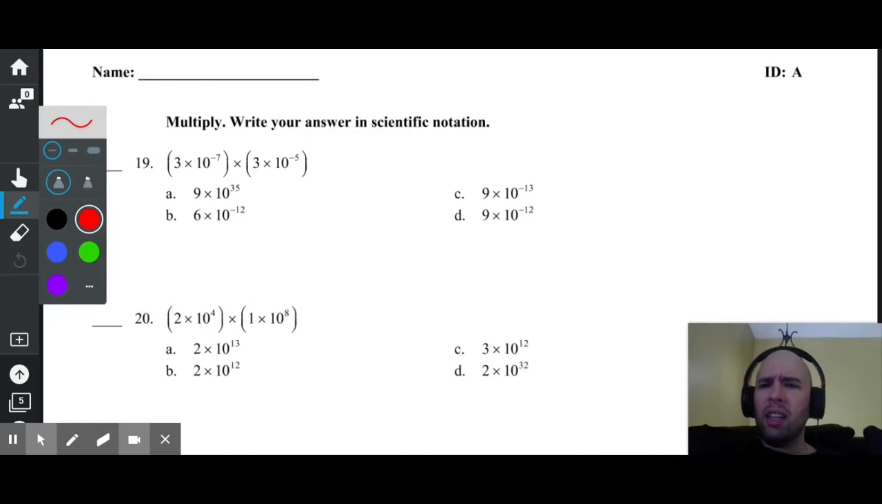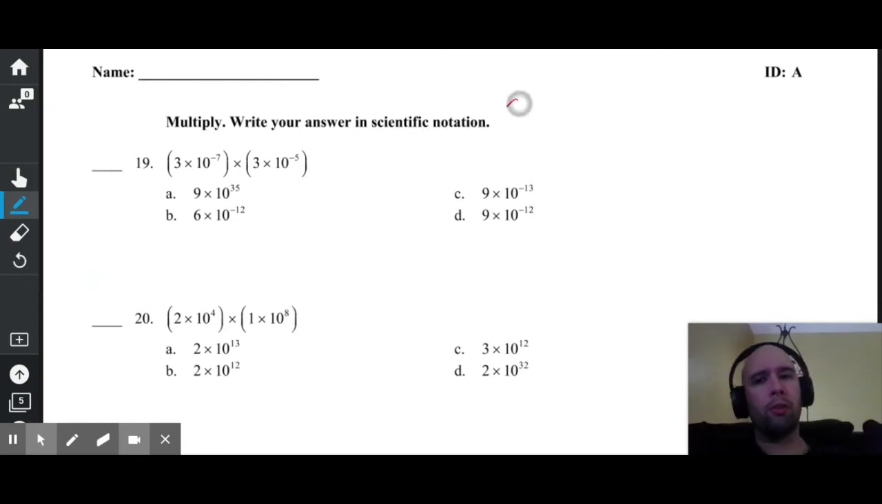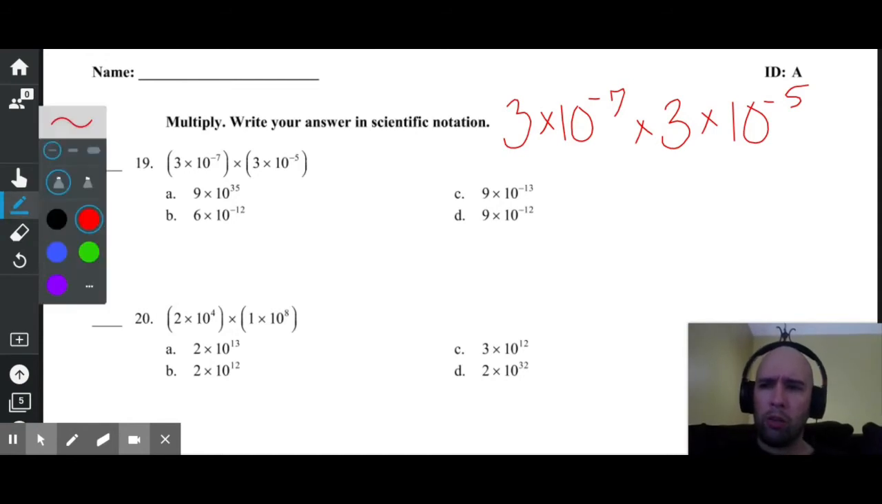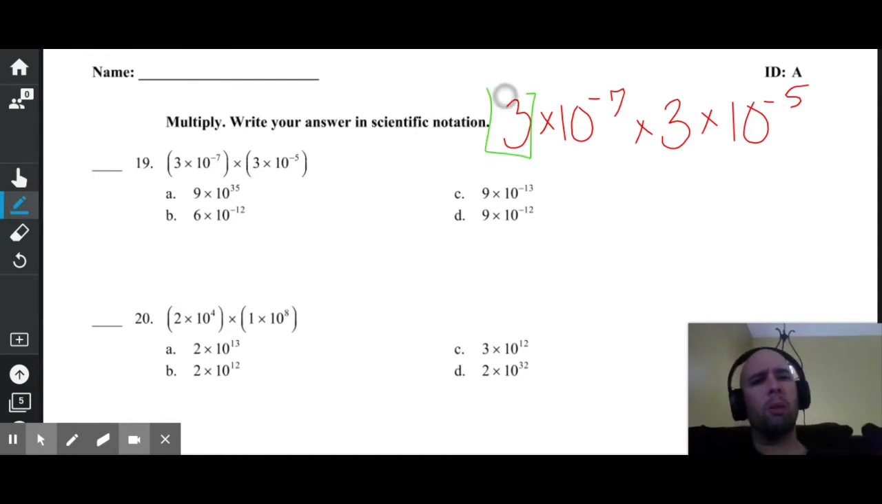Problem 19, I have 3 times 10 to the negative 7 times 3 times 10 to the negative fifth. Let me rewrite that and get rid of those parentheses, because if all I'm doing is multiplying, I really don't need them. So I have 3 times 10 to the negative 7 times 3 times 10 to the negative fifth. I'm multiplying straight across, so let's multiply those like terms. 3 times 3 is 9.